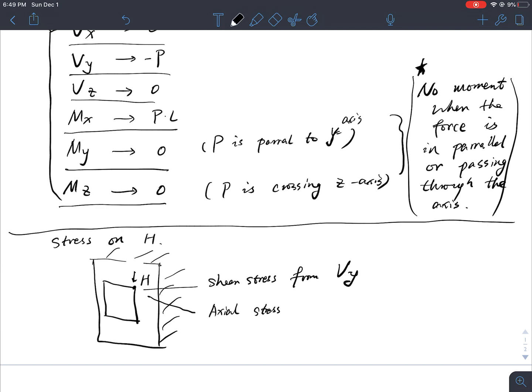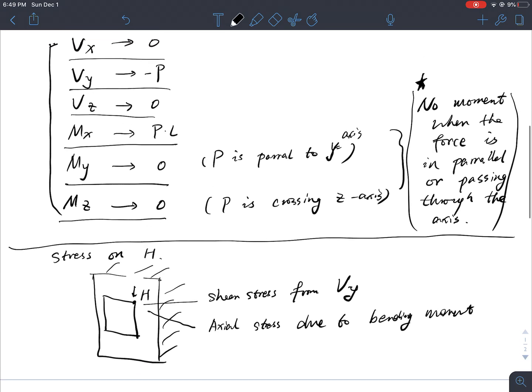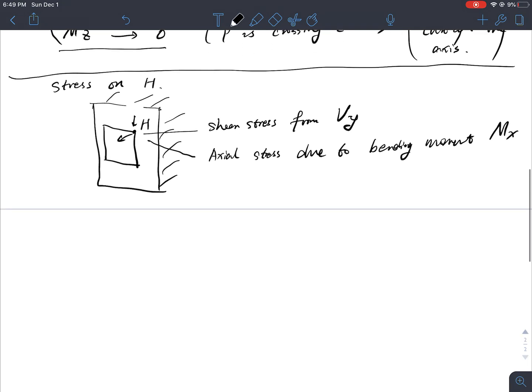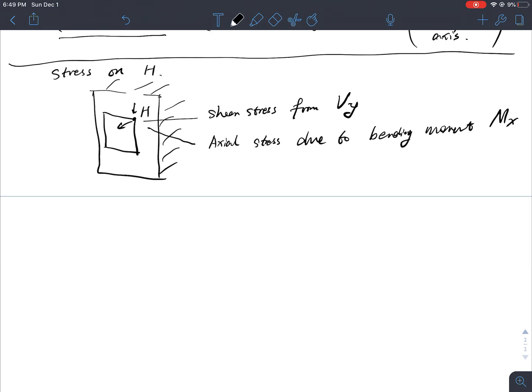I will also have axial stress due to bending moment, Mx. Is that right? So I have two types of stresses I will see, right? So let's take a look. What stress will I see on H?